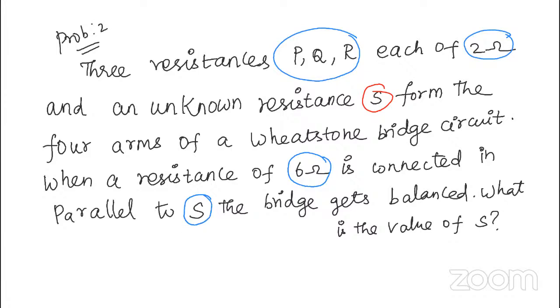When we connect it, the bridge should be balanced. So for the bridge balancing condition, we can go for the P by Q condition. Then we substitute in it and find the answer. I will give you the clue, and you go and work out the problem. First, just draw the Wheatstone bridge construction.